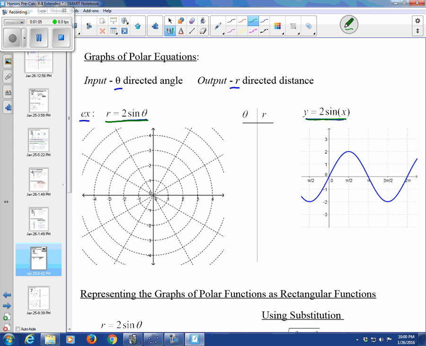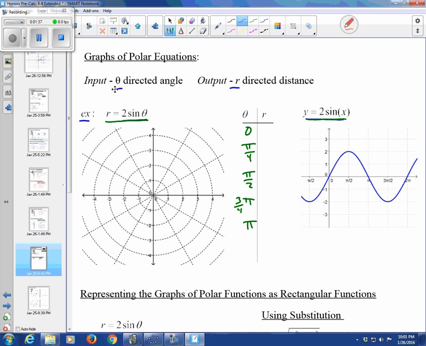So right here what we're going to do is plug in a collection of theta values and get some r values, and then we'll plot the ordered pairs on the polar plane. And then we're going to talk a little bit about the relationship between these two guys. So right here, let's say we've got the rotation of 0, the rotation of pi over 4, the rotation of pi over 2, the rotation of 3/4 pi, and the rotation of pi.